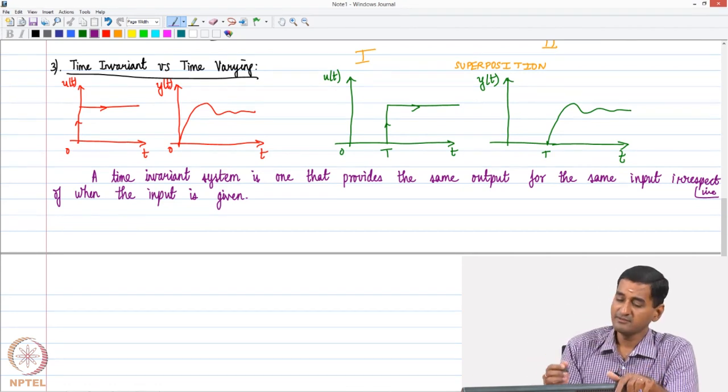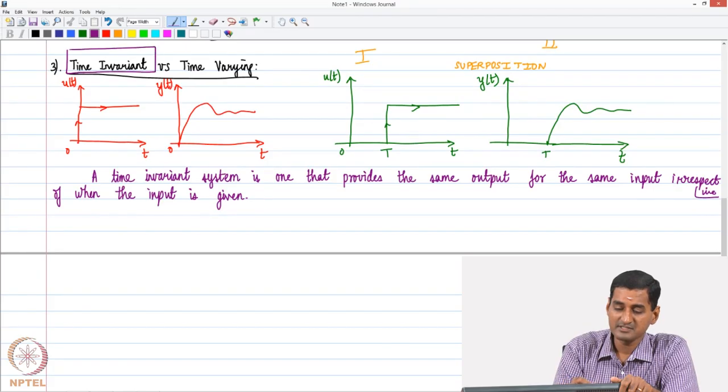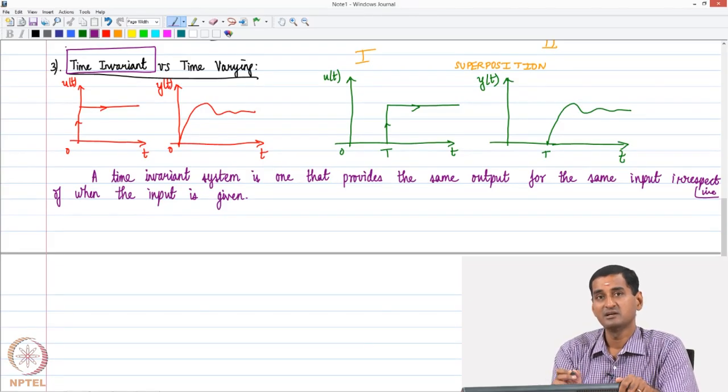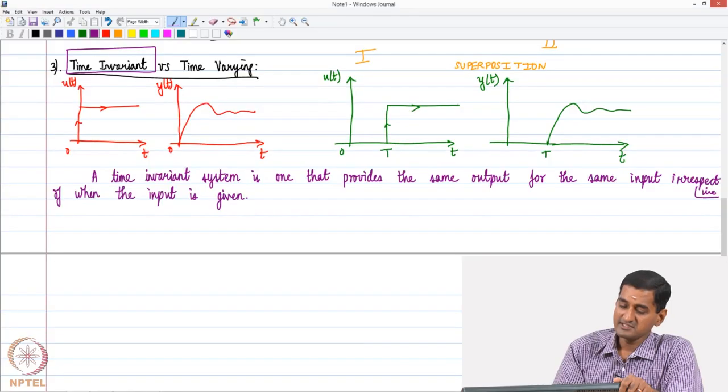So in our course, we would work with what are called time invariant systems. That is the scope of our particular course. So as far as we are concerned, what is the mathematical definition of time invariant systems?